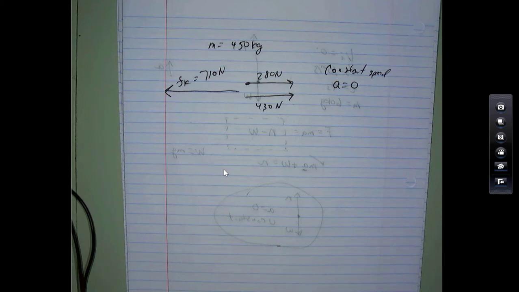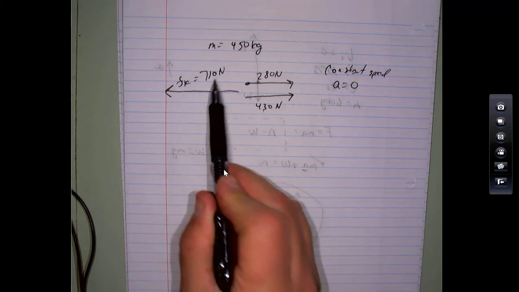Definitely forces. So you could imagine this happening. You get the crate moving, you've overcome static friction. The crate's moving, and you can keep it moving at a constant speed. So you definitely have forces, you just don't have a net force. So that's perfectly good. That's how much kinetic friction is.